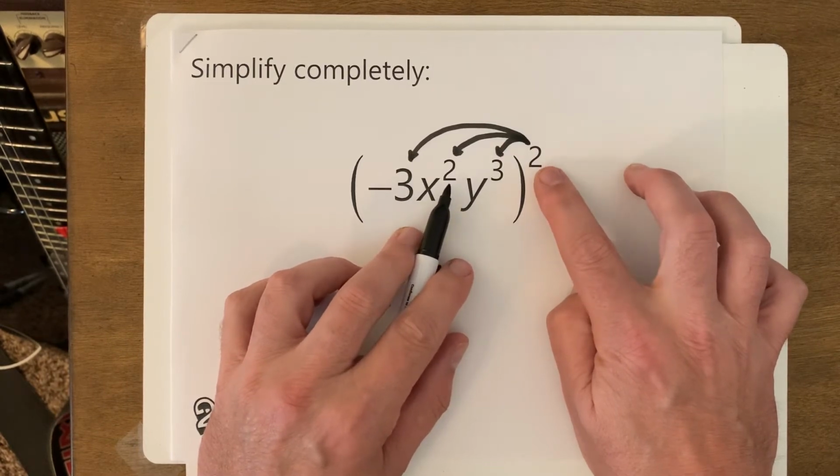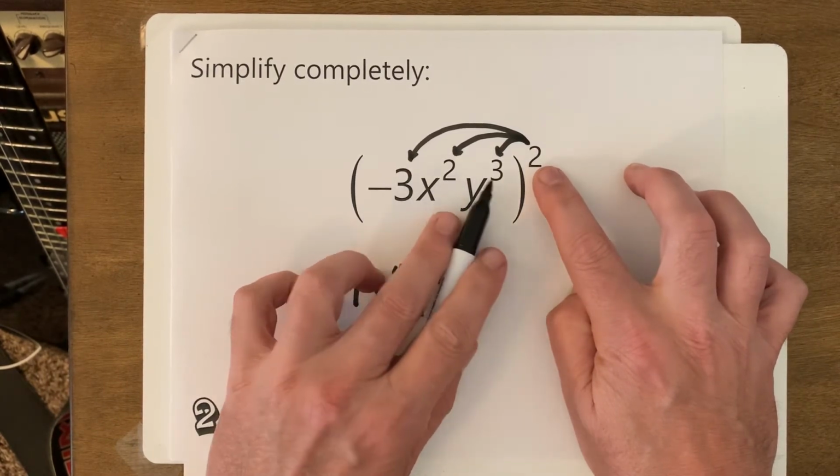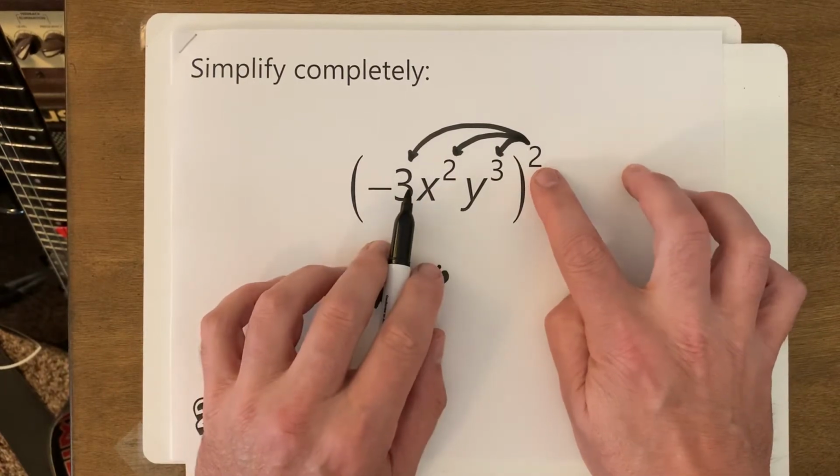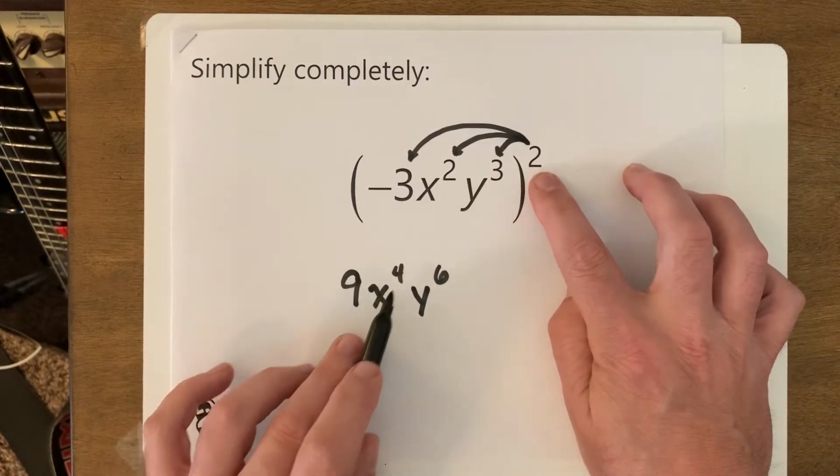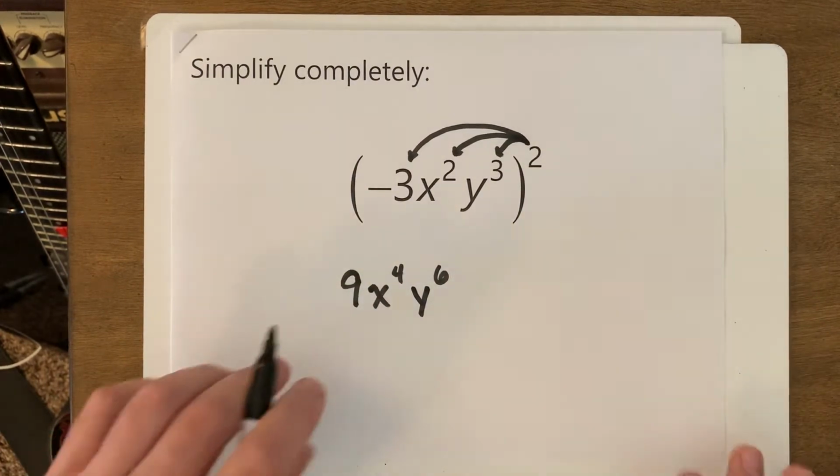So you just need to remember to multiply these exponents as you go, and if it's a number, just raise it to that power. Okay, so 9x raised to that exponent. 9x to the 4th, y to the 6th would be our final answer.